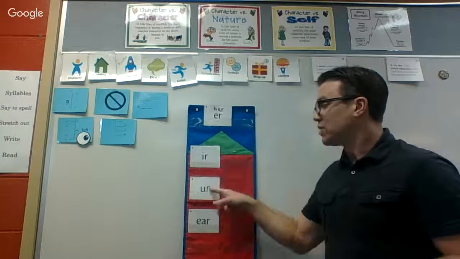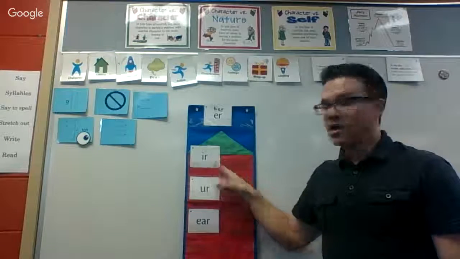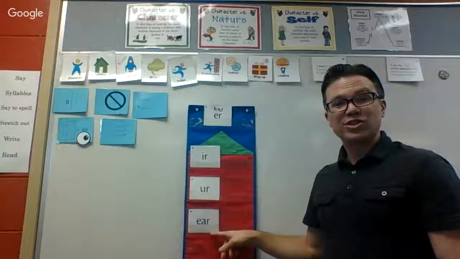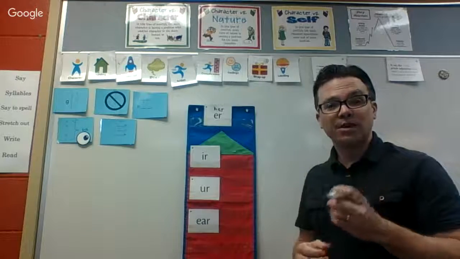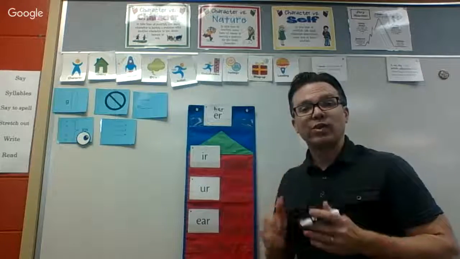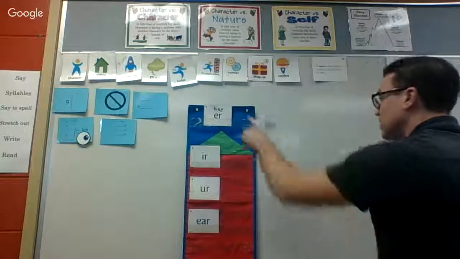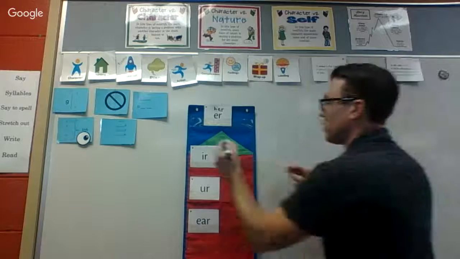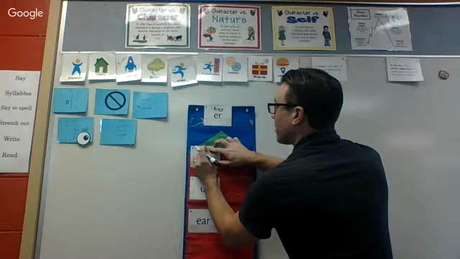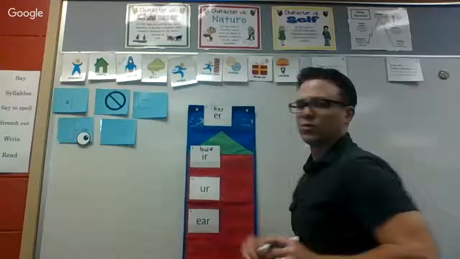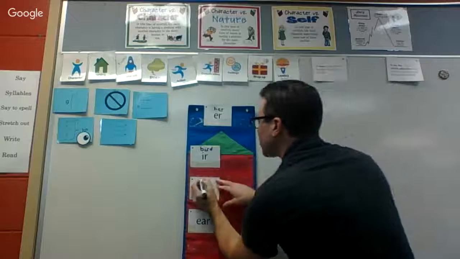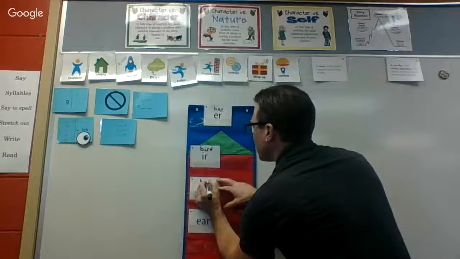We need something so we know when we're supposed to use IR, when we're supposed to use UR, and when we're supposed to use EAR. So we are going to come up with a key word that's going to help us to remember when and which one of those phonograms to use. So if this is the er of her, we're going to make one the er of bird. That's a pretty common word, right? Bird, the er of bird. This one, we're going to say this is the er of hurt, right?